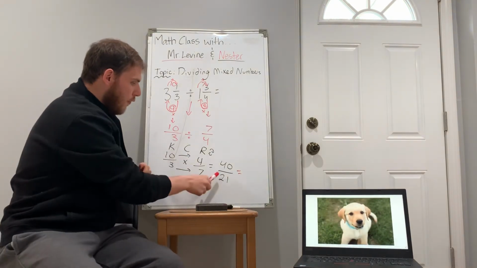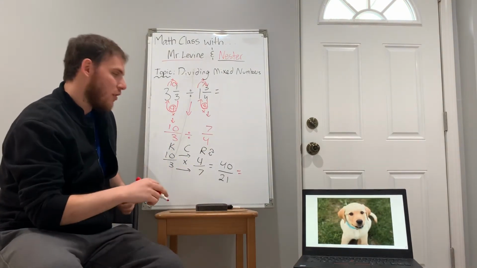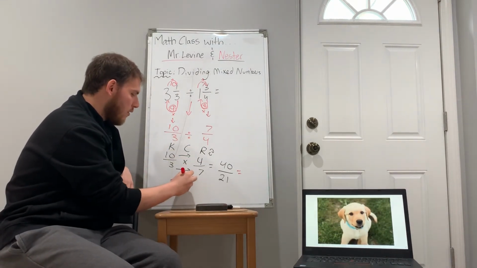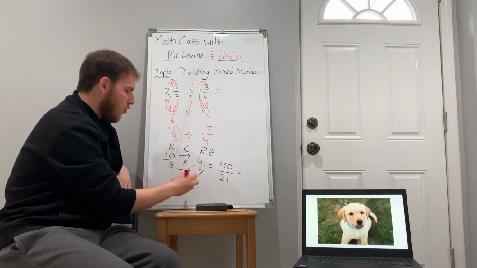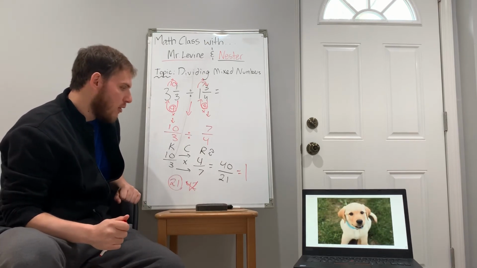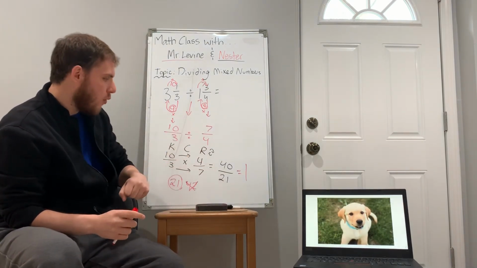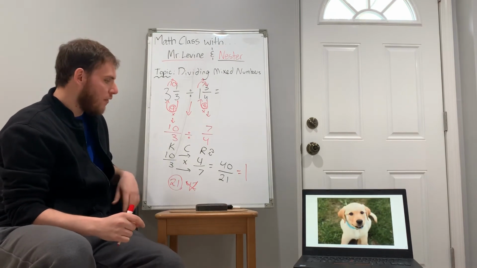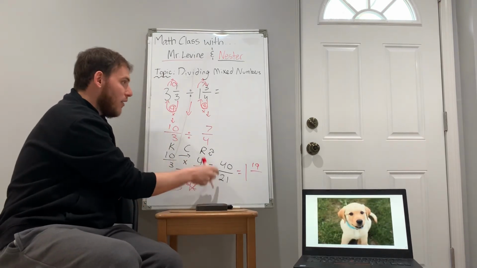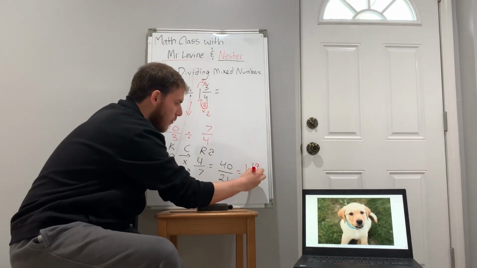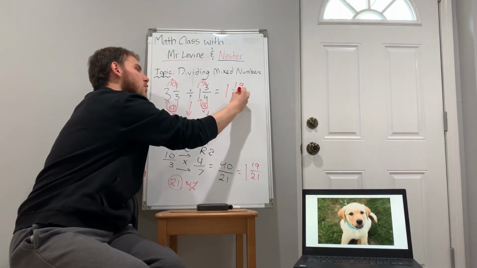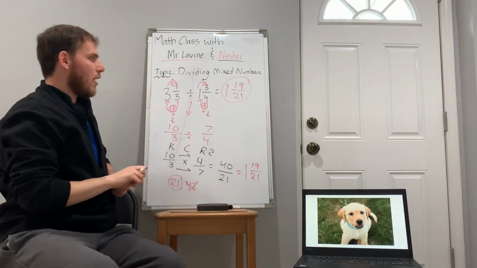Anyway, 40 over 21. We need to see how many times 21 goes into 40. So 21 would be 1 time. 2 times, it would be 42. That's too big. So it only goes in 1 time. And then we need to see how much is left over. If we take 21 out of 40, that means we're going to have 19 left over. So that is what goes on top. And again, like we said over here, we keep the denominator the same. So our final answer is 1 and 19/21.